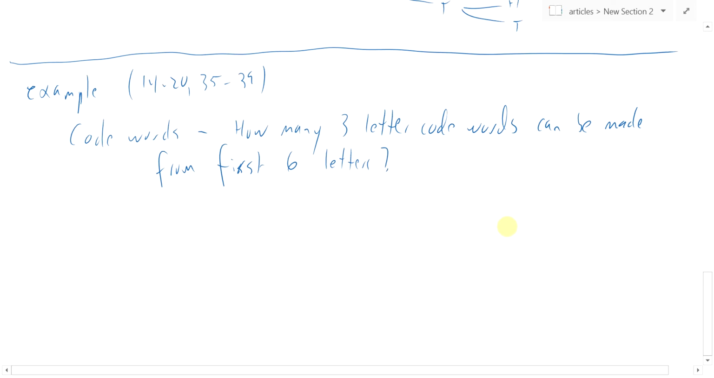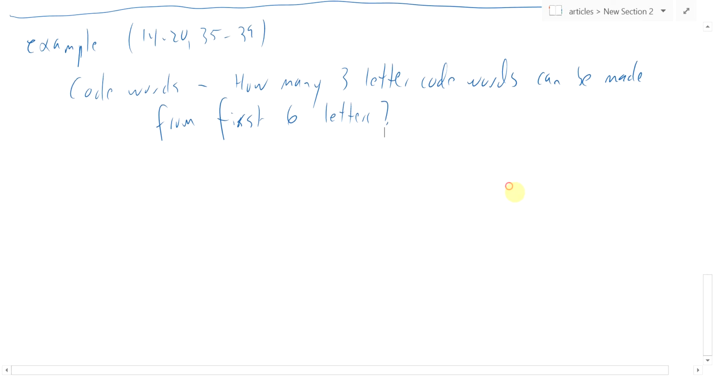Right. And of course, many of you use code words all the time, like OMG or BFF, those sort of things, right? So what we're talking about here is things like AAA, that might stand for something, or ABC, that might stand for something else, or AFB, maybe that stands for something. But how many different ways are there to arrange 3 letters from the first 6?